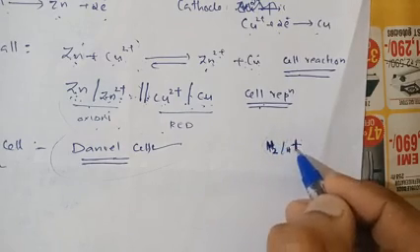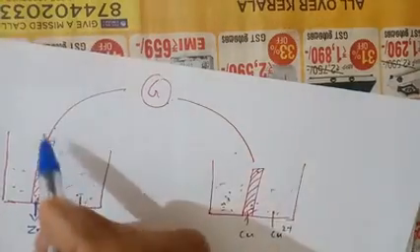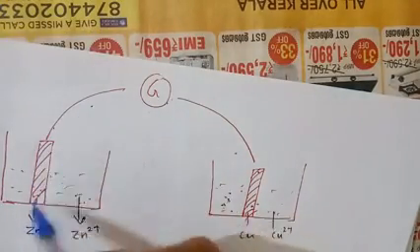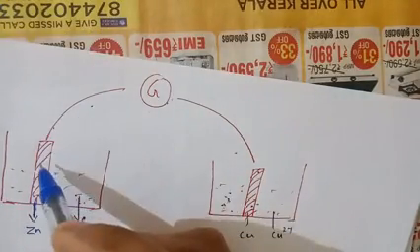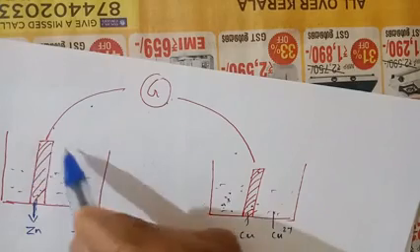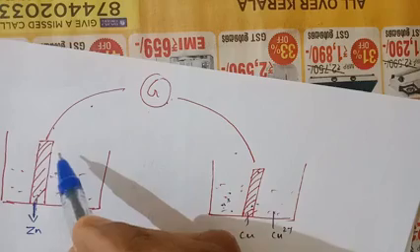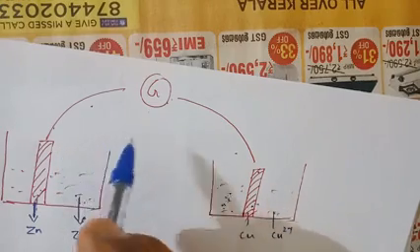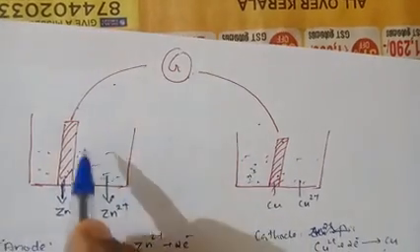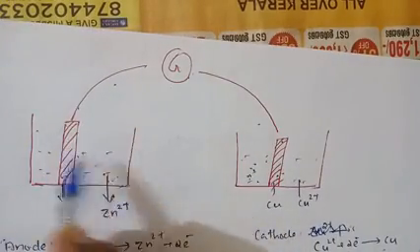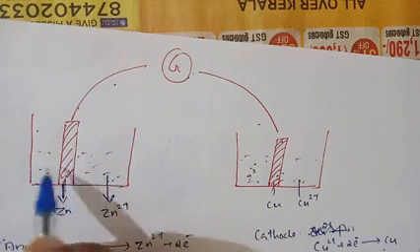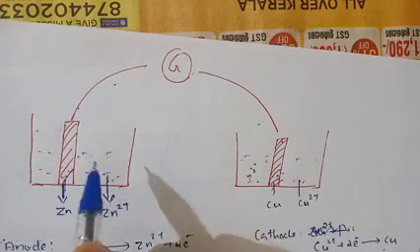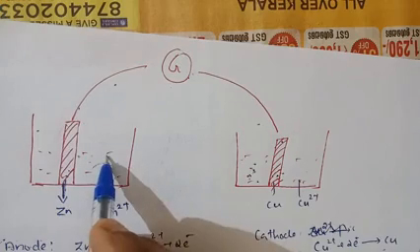So how can we extract the electron from this gas? There should be a medium, so we should use some metal. Suppose, for example, I am filling hydrogen gas in this beaker. So here hydrogen gas is there. I want hydrogen to act as an electrode, but it is a gas.